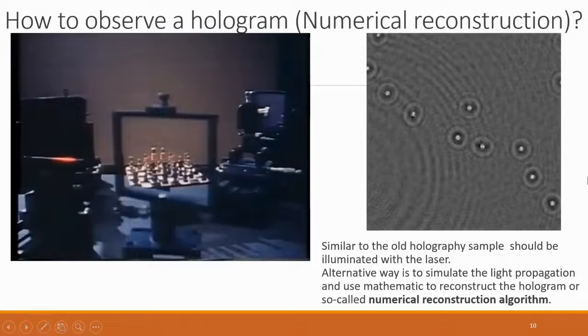Okay, to be able to understand the concept of holography in detail, I'm going to play you a short video about how conventional holography is recorded and reconstructed. Then I will explain the numerical reconstruction technique for this holography.